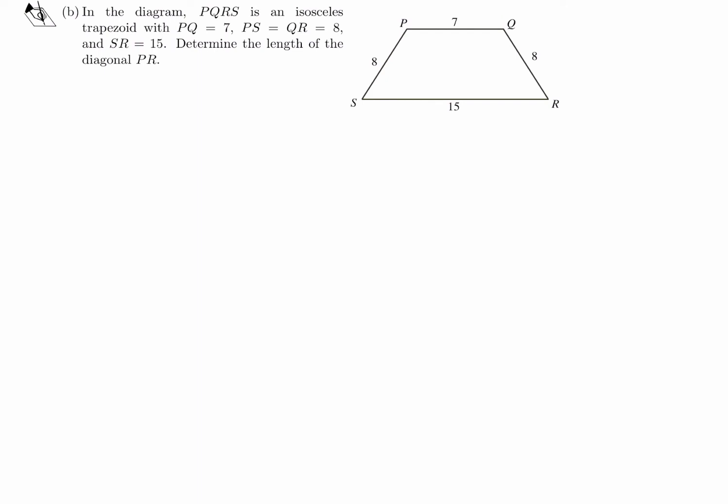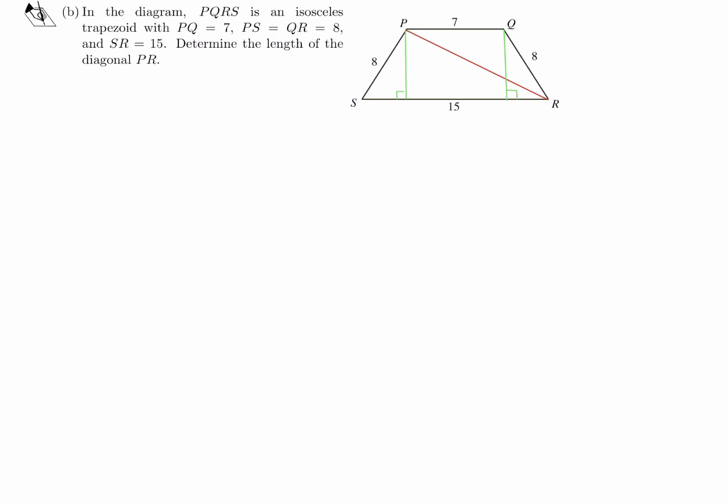5B. In the diagram, PQRS is an isosceles trapezoid with PQ equal to 7, PS and QR both equal to 8, and SR is 15. Determine the length of PR. So our task is to figure out P to R, that length right there. And then what I'm going to do is drop some perpendiculars: P down to the bottom there, and Q down to the bottom like that. Those are perpendiculars.